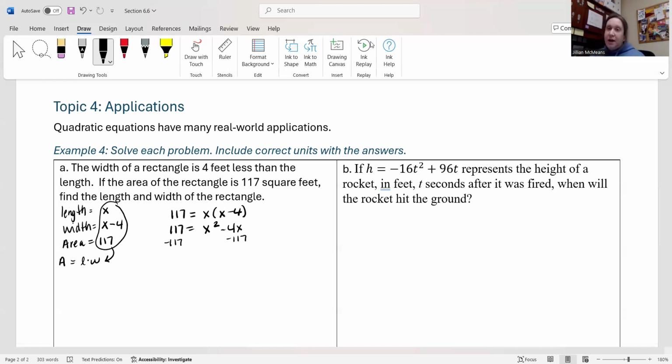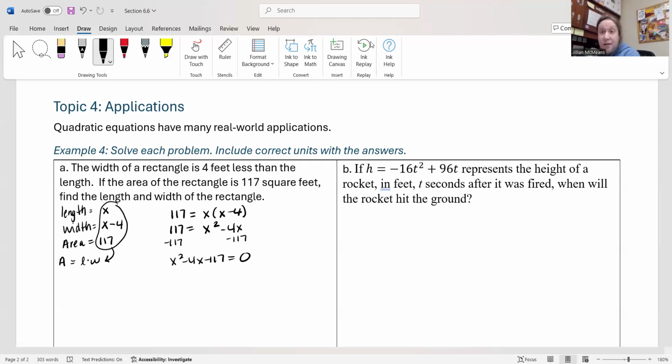And then when I take that 117 and subtract it, I'm going to put this in standard form. I like to have the quadratic part on the left and then the constant on the right. So I notice that 117 minus 117 is 0, and then X squared minus 4X minus 117. I'm just going to write it quadratic on the left, 0 on the right. You could leave the 0 on the left and the quadratic on the right. No big deal. I just like this format here.